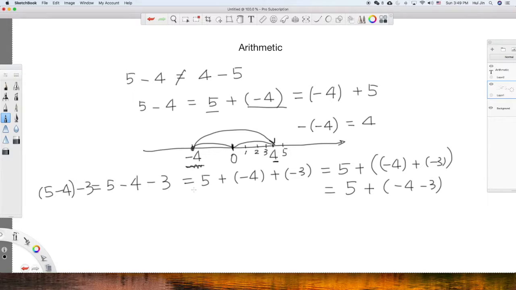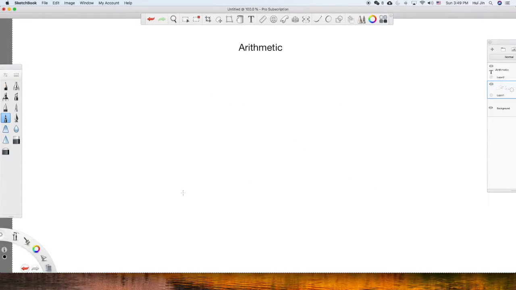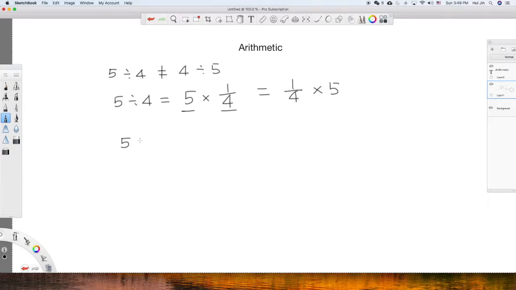For division, similarly, let's look at how we fix it. We know that 5 divided by 4 is not equal to 4 divided by 5. In here, we're introducing the reciprocal of 4. 5 divided by 4 actually equals 5 times 1 over 4. Now it's two numbers multiplied together, and this equals 1 over 4 times 5. Similarly, 5 divided by 4 divided by 3 equals 5 times 1 over 4 times 1 over 3, and this equals 5 times (1 over 4 times 1 over 3).